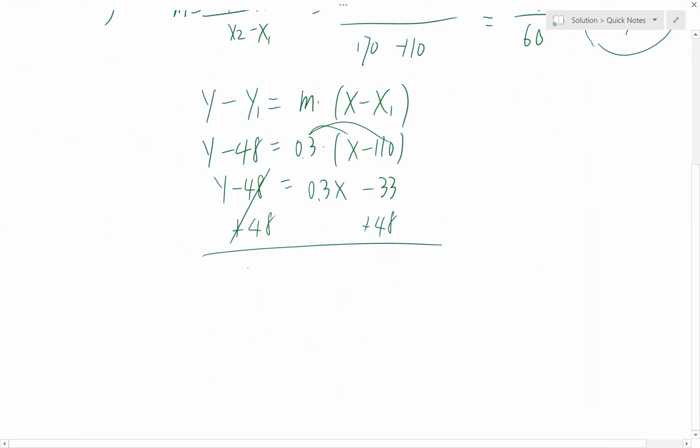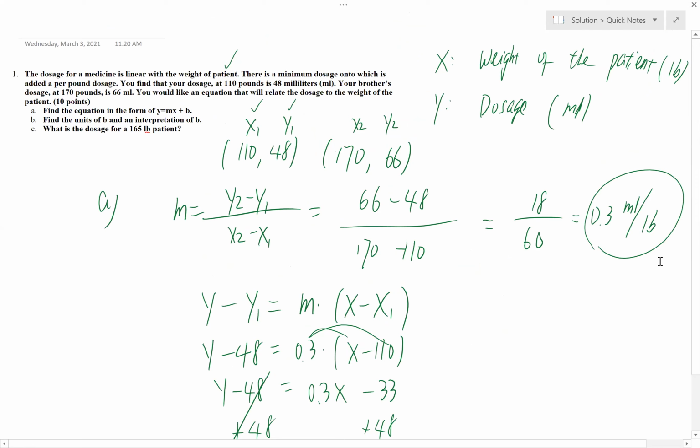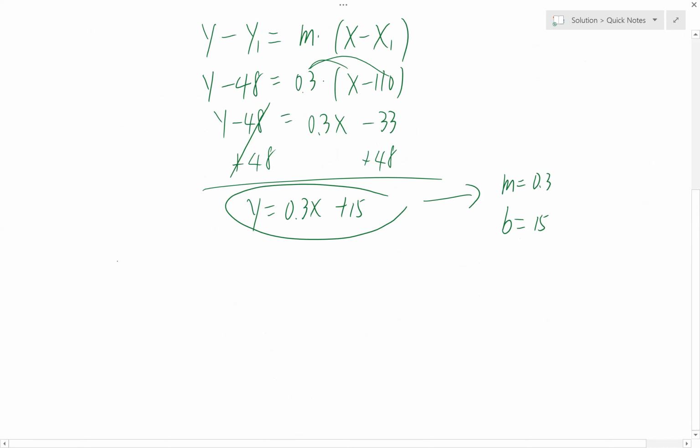Now from there, we get the equation, right? y equals 0.3x adding 15. Okay. And if you want to specify this, slope is 0.3, y-intercept is 15. And probably you find the unit of b and the interpretation of b. So the unit of y-intercept b, which is 15, should be milliliter. So we're talking about 15 milliliter here. And then the meaning of the y-intercept b here is minimum dosage.